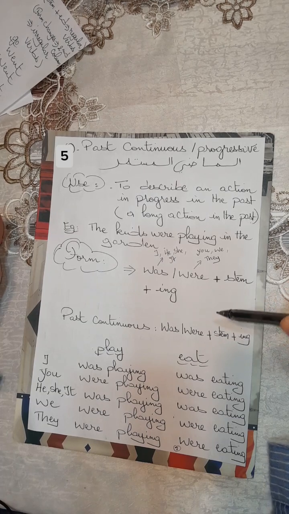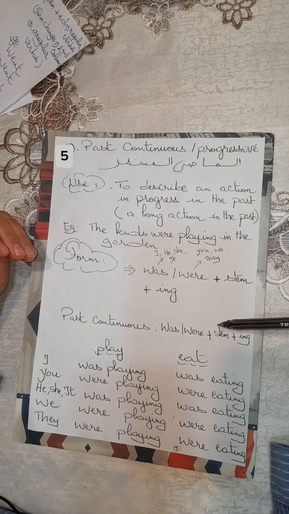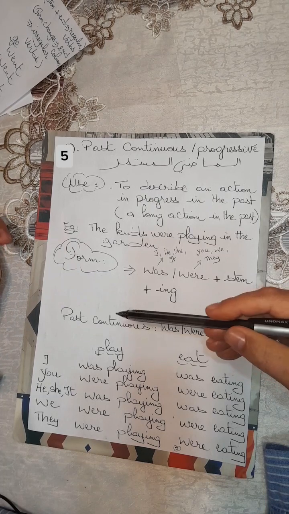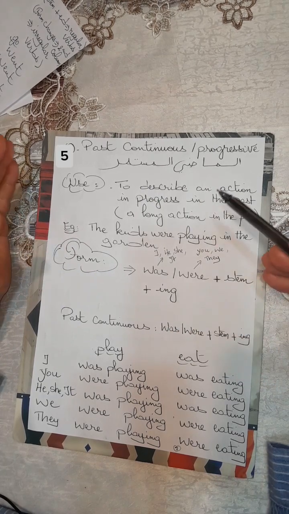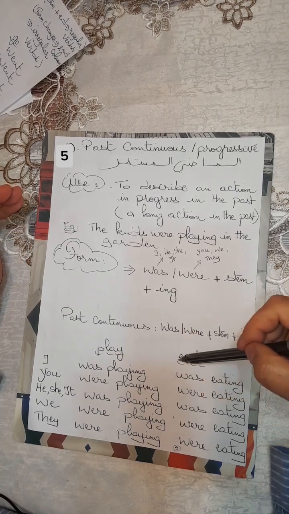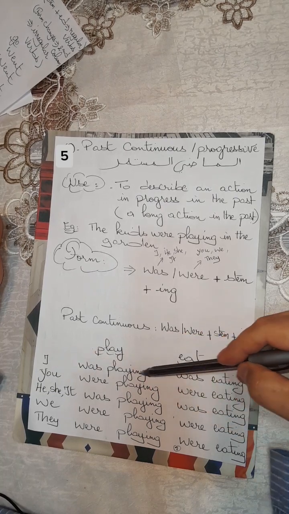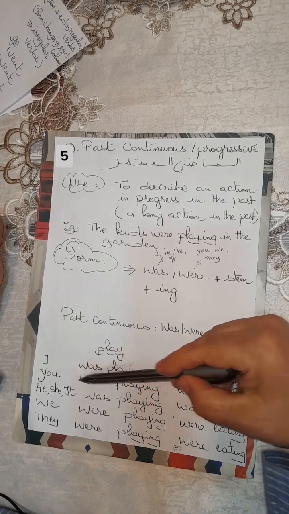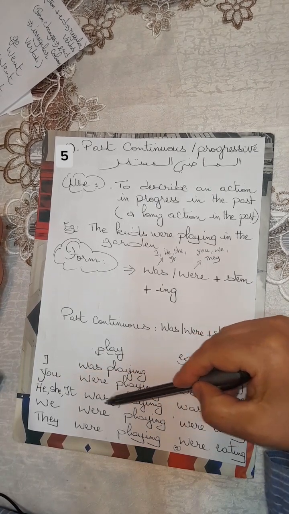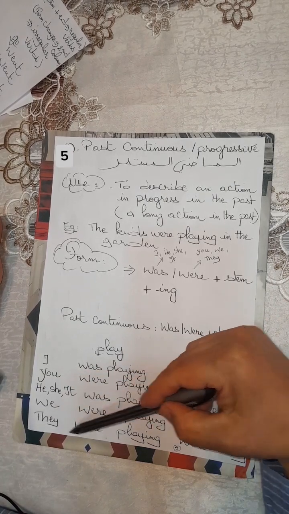plus ing. Let's conjugate two verbs in the past continuous tense: the verbs to play and to eat. I was playing. You were playing. He or she or it was playing. We were playing and they were playing.